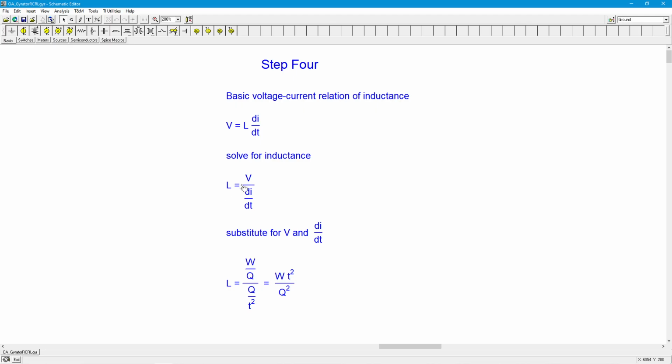Now, all we have to do is substitute the appropriate simplifications that we looked at a moment ago and see if we come up with the same result. So V we already know. That's the work per unit charge, W over Q. The only question that might be floating around your brain right now is dI/dt. What is the rate of change of current versus time in terms of units? Well, current itself is charge per unit time, Q over T. The rate of change of that with respect to time would be coulombs per second per second. It's how much that current is changing per unit time.